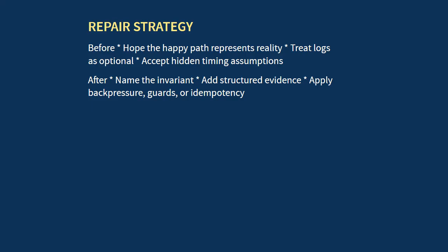That is the repair strategy. Stop hoping the happy path represents reality and start engineering for pressure. Before the repair, logs are treated as optional and timing is assumed to cooperate. So, what changes after the repair, besides the code? You name the invariant, add structured evidence, and apply controls like back pressure, guards, or idempotency. A mature system can explain what failed and how it recovered.